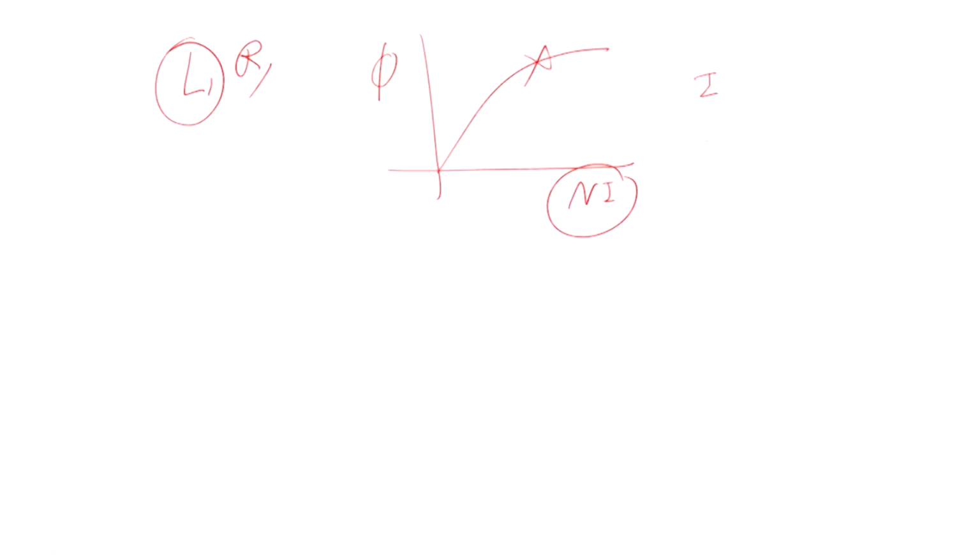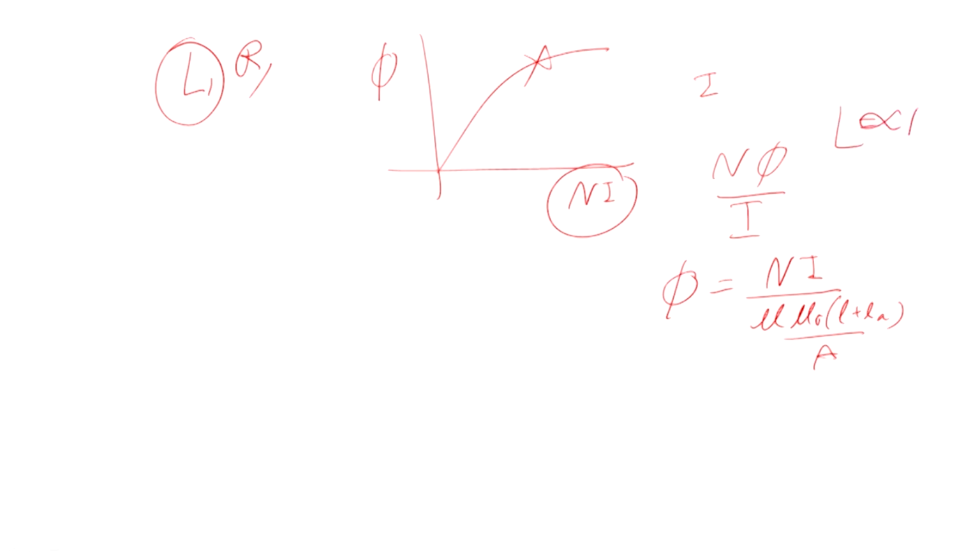Ultimately you know that L is N phi by I. So, what is phi? Phi is N I, the mmf, divided by reluctance, where it is mu 0 mu r, where l, generally you may have an air gap, by area. So, you can see that I cancels out in most of the cases, and ultimately L depends on the geometry of it, and L will be proportional to N square as long as I is in a linear region. So, you know the number of turns now.